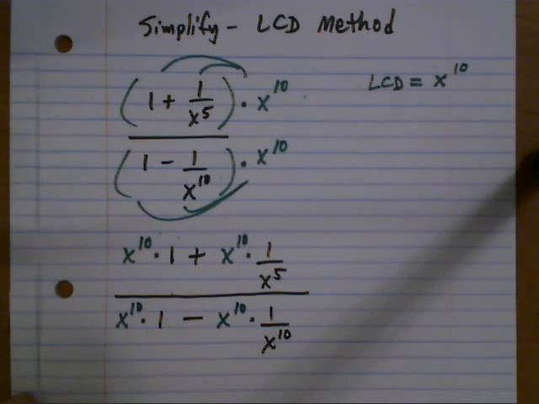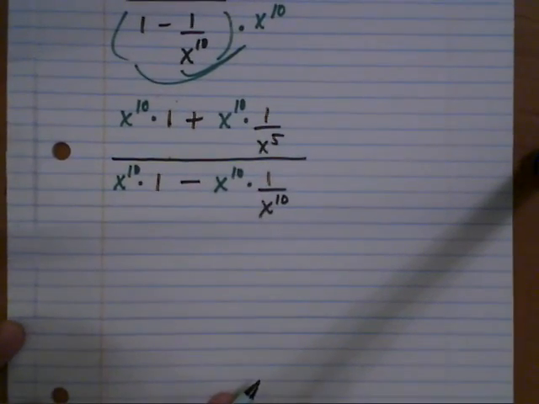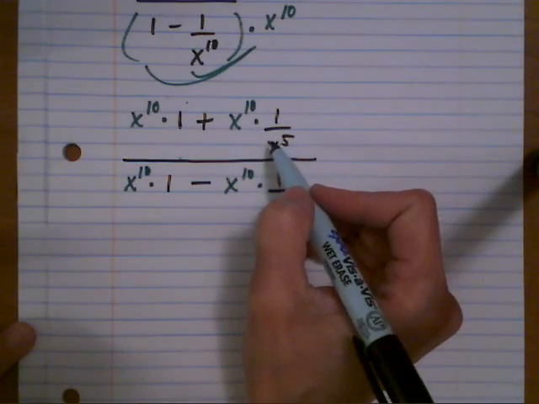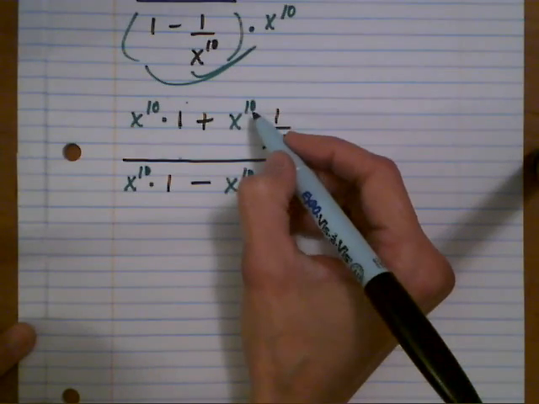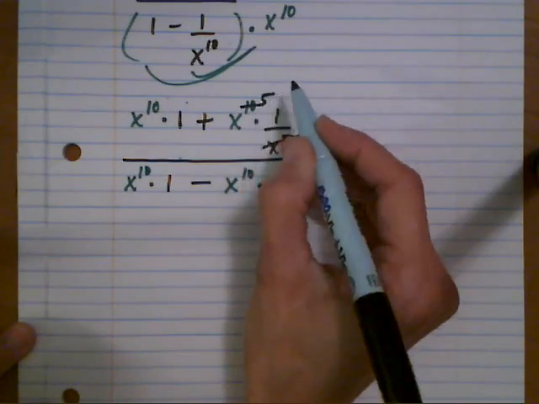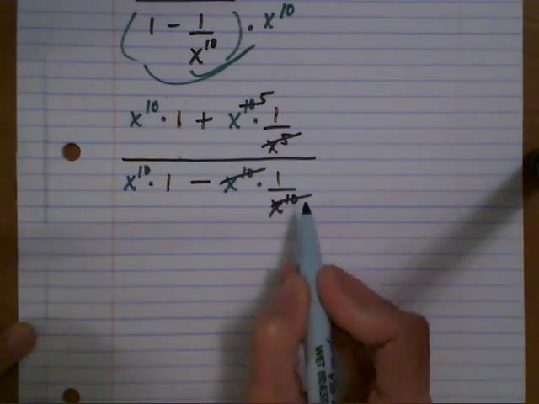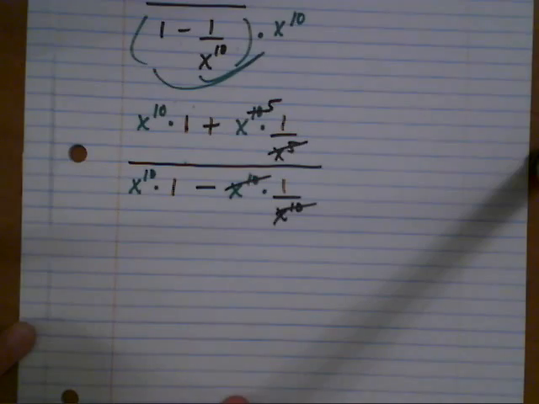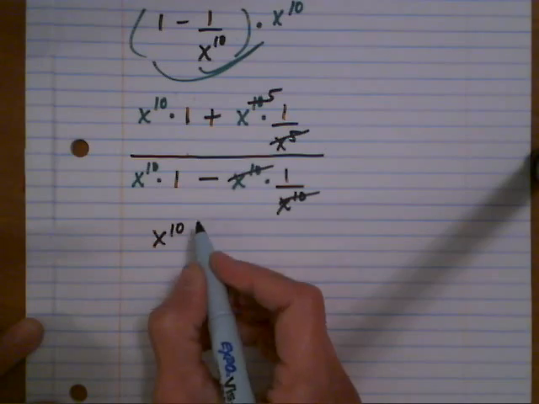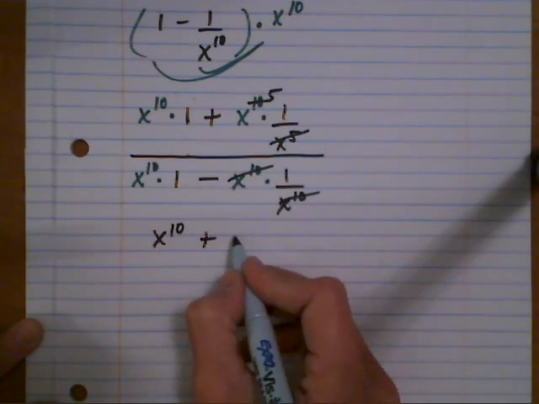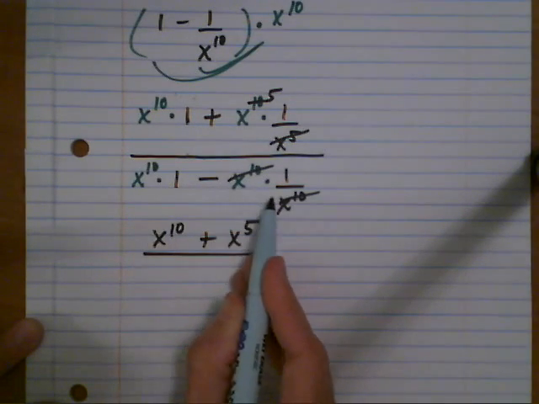All right, now every term has the LCD multiplying it. The next thing we want to do is divide out common factors. On the top right, we have an x to the 5th, and that divides out with 5 x's on top here, leaving us x to the 5th. And then we have here x to the 10th and x to the 10th. Those divide out. And that leaves us with, top left, x to the 10th, and then plus x to the 5th, all over x to the 10th minus 1.